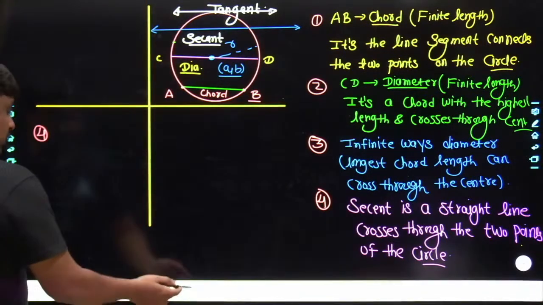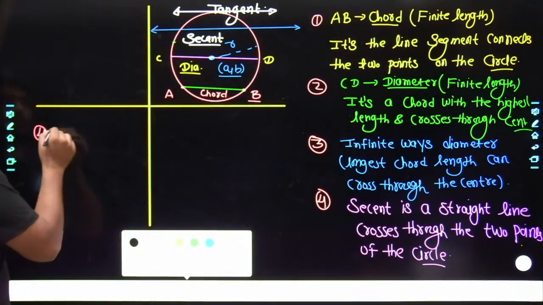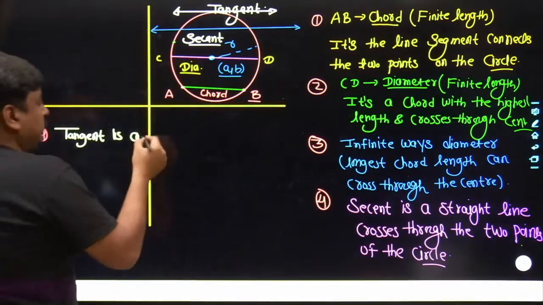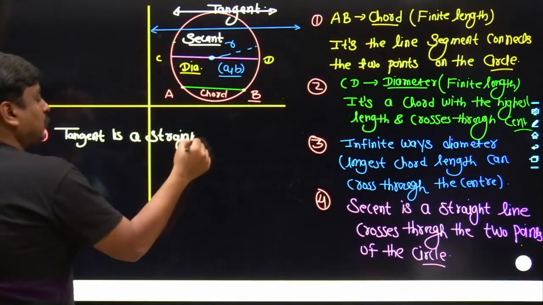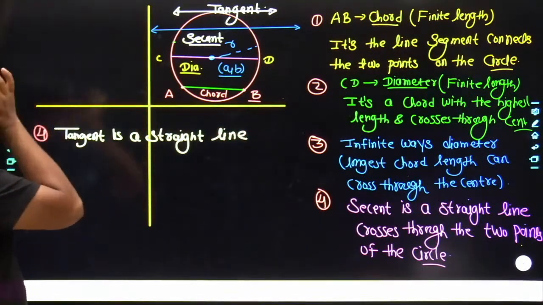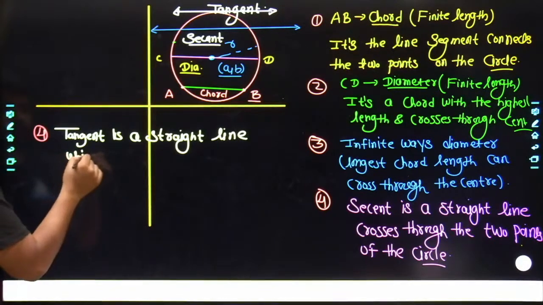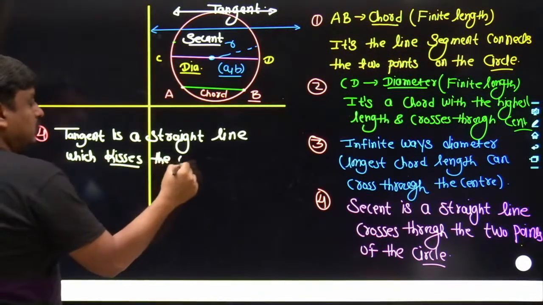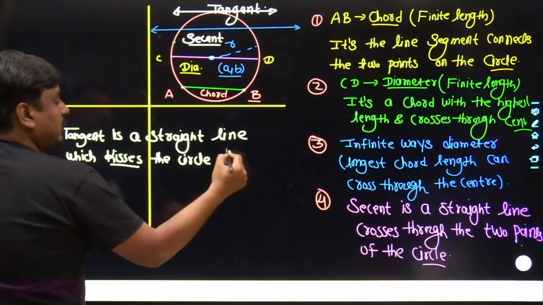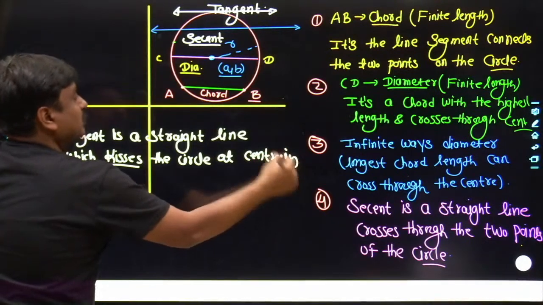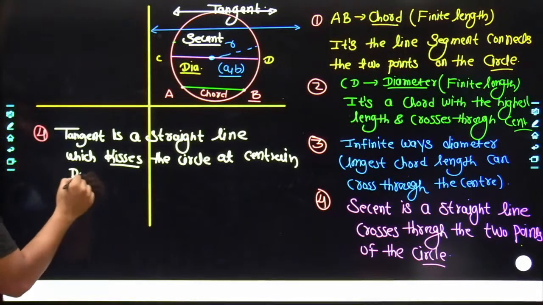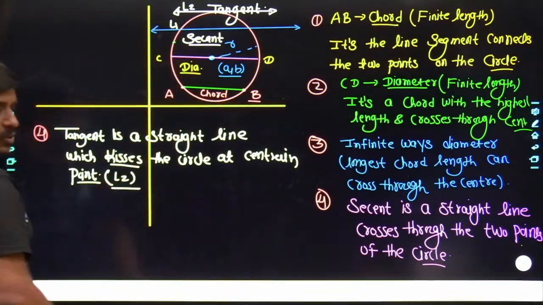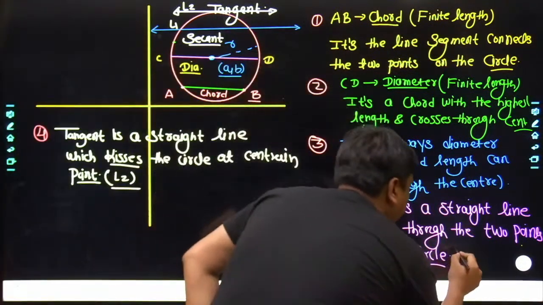Yes, so you can write: tangent is a straight line which just kisses the circle at a certain point. Why am I writing certain point? Because that point could be here, that point could be here. Certain point. If you want to take the reference of the example, this line number 2 would be the example of tangent, and similarly line number 1 would be the example of secant.